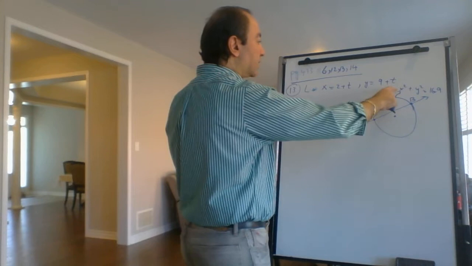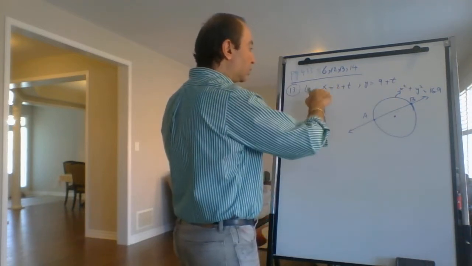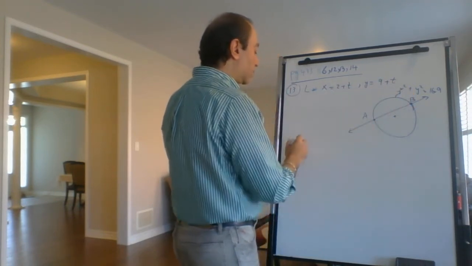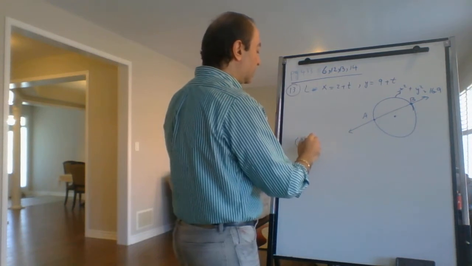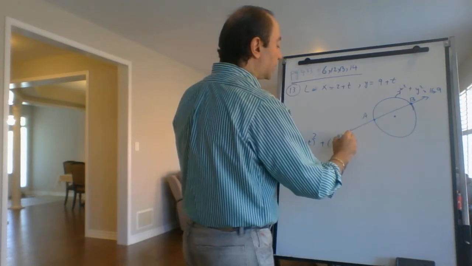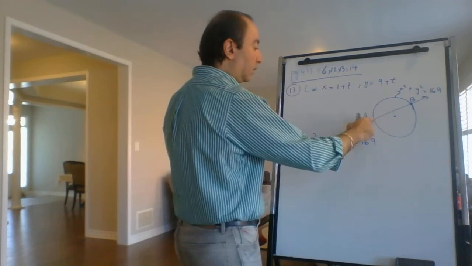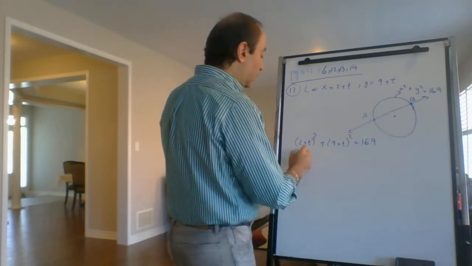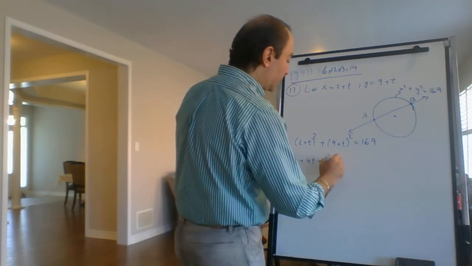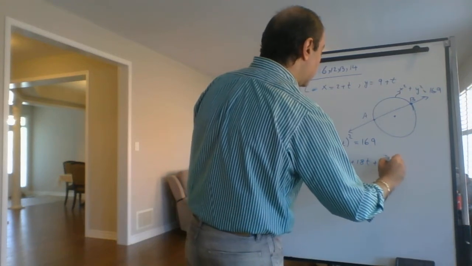So all I need to do is take x and put what it equals. I will substitute the equation of the line, x and y, in the equation of the circle and solve for t. So (2 + t)² + (9 + t)² should equal 169 in order to find t of these 2 points. I will expand this: 4 + 4t + t² + 81 + 18t + t² = 169.